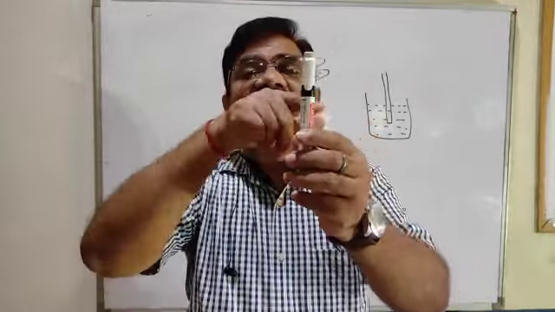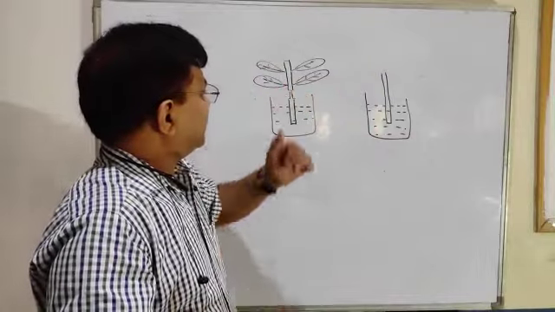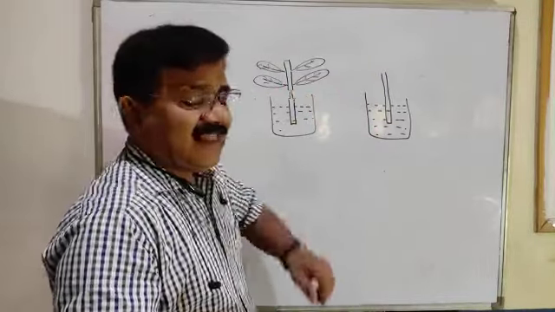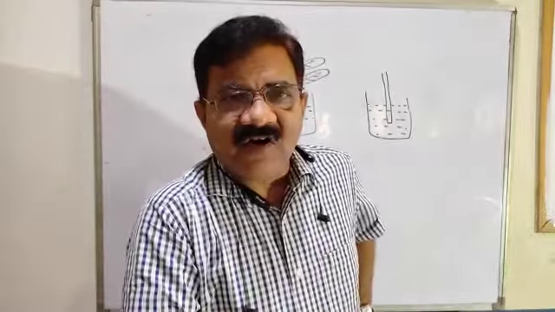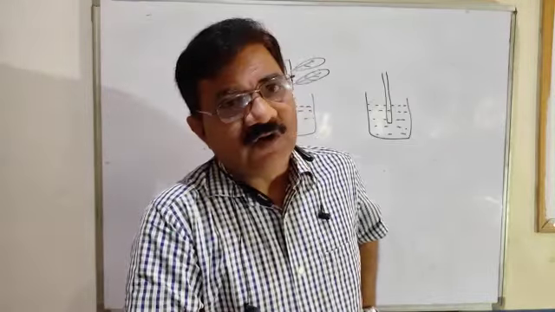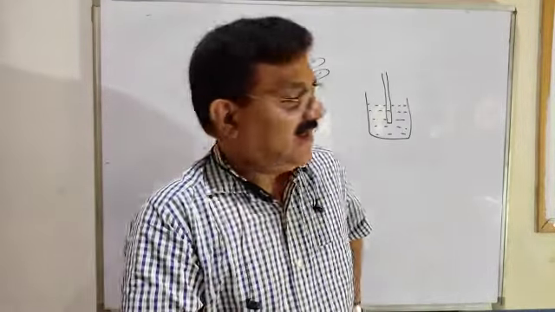Leave it for some time. What will happen? The leaf will remain turgid, tight. Yesterday we discussed this. Why will the leaf remain turgid? Because water is still going through the xylem.